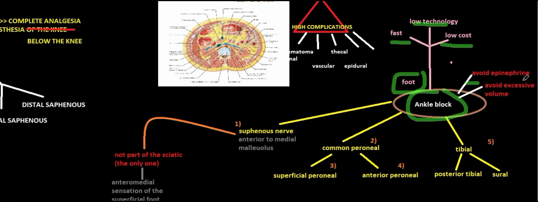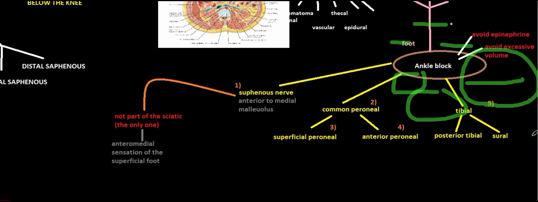Here we can see the nerve supply, the area with the nerve: common peroneal, saphenous, medial part of the leg and the ankle, the superficial peroneal, the sural nerve. Okay, I will mention that in the ankle block.